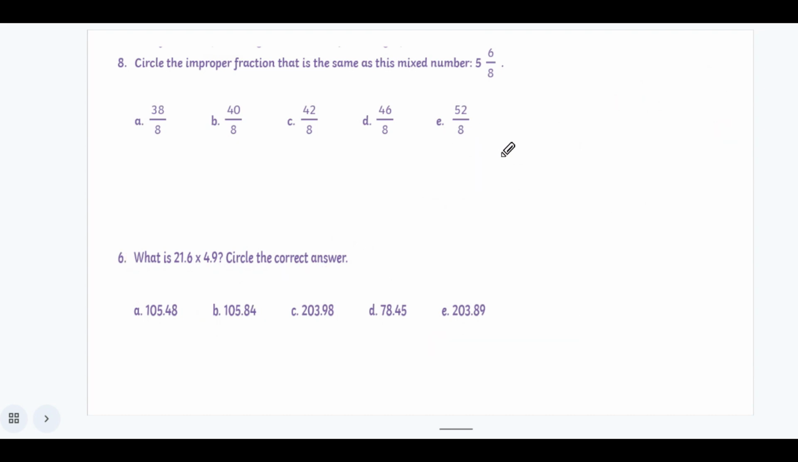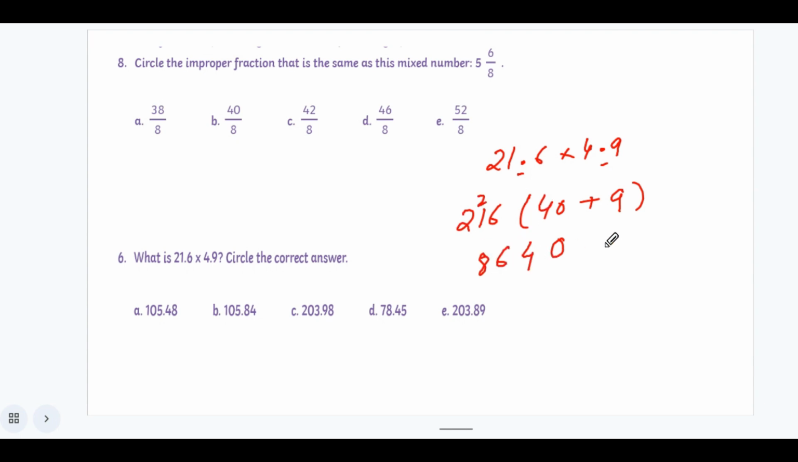Okay, let's solve it. You know 21.6 times 4.9, what do we need to do? Without the decimal, we are going to first multiply by 40 plus 9 again. So this 0 will be as it is. 4 times 6 is 24, and it will be 6, and 8640. Now you need to multiply 9 times 216. 9 times 6 is 54, and 9 times 1 is 9 plus 5 is 14. 9 times 2 is 18 plus 1 will give you 19.